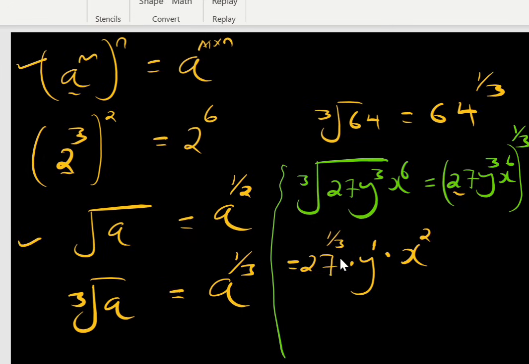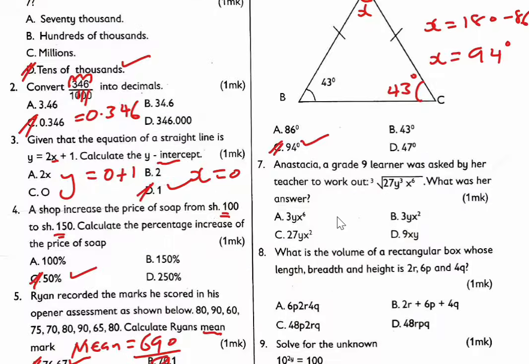So 27 raised to a third means the cube root of 27, and we know that the cube root of 27 is 3, so this will be 3 multiplied by y power 1 multiplied by x squared. If you multiply these 3, the answer is 3yx squared. And therefore, the answer is B, 3yx squared.